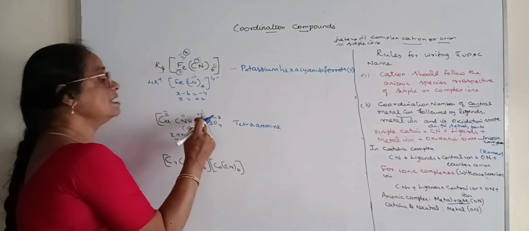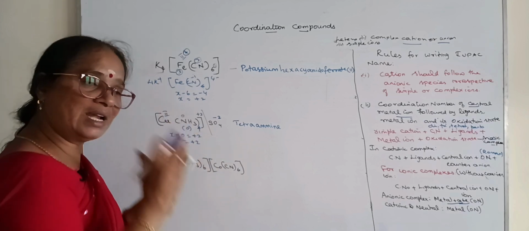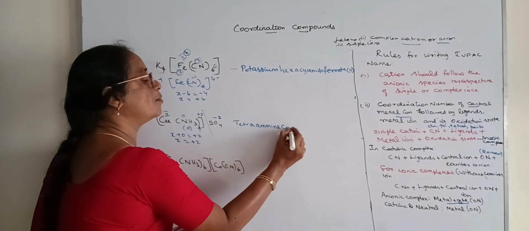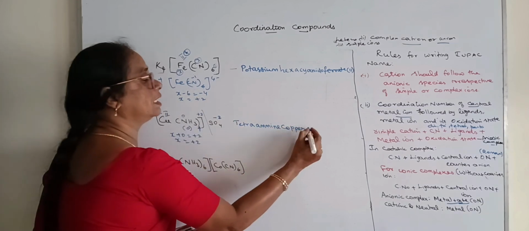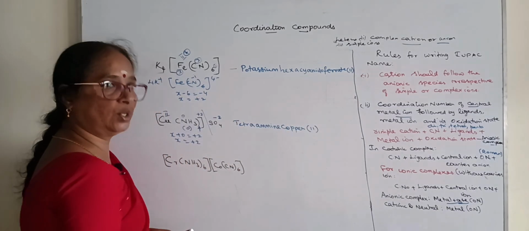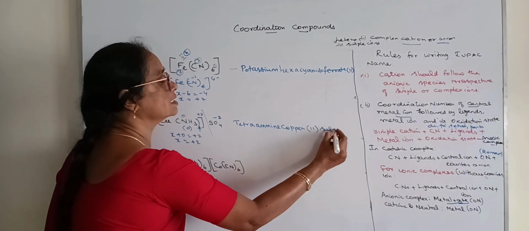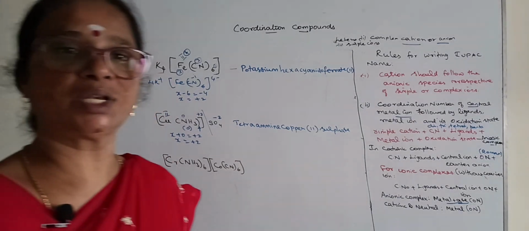What is the metal? Copper. And it is a cationic complex. For a cationic complex, you can write copper as such. So the name is tetraamine copper. What about its oxidation number? 2. That is given in Roman numerals, followed by its simple anion, that is sulfate. Over. Tetraamine copper(II) sulfate.